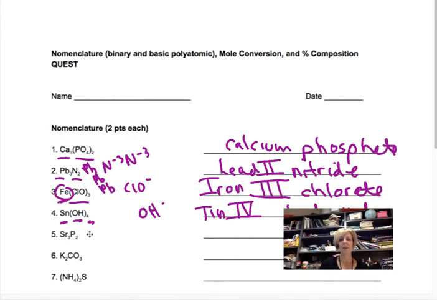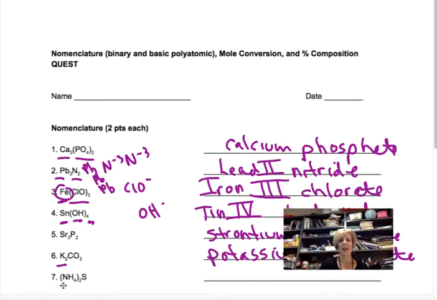This is strontium, that is phosphide. I do not need a Roman numeral for strontium. It's not a transition metal. So that's just plain old strontium phosphide. That is potassium, that is carbonate. I do not need a Roman numeral because potassium is not a transition metal. That is just plain old potassium carbonate.